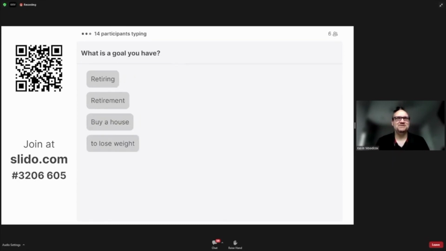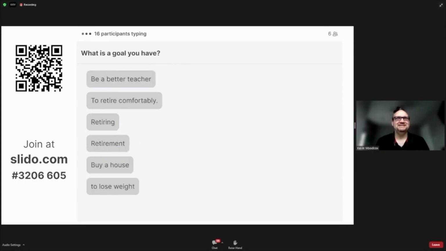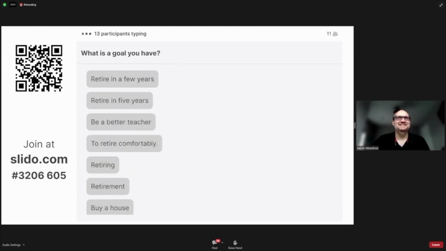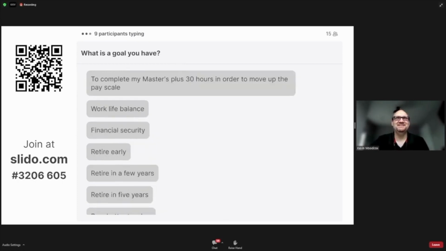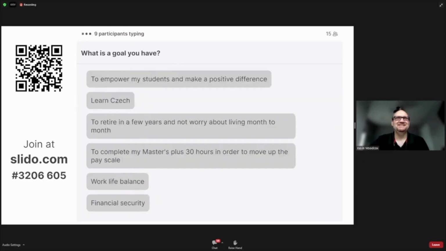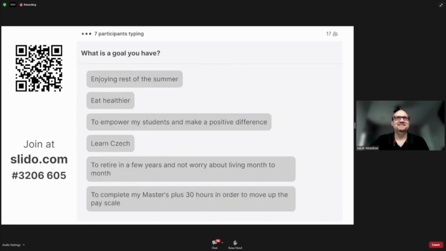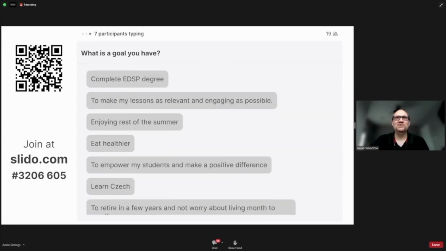Buy a house, retire, better teacher. Well, you're here, so you're already achieving that one. Financial security, work-life balance. Learn Czech. It's a beautiful language. Very good. A lot of goals out there.